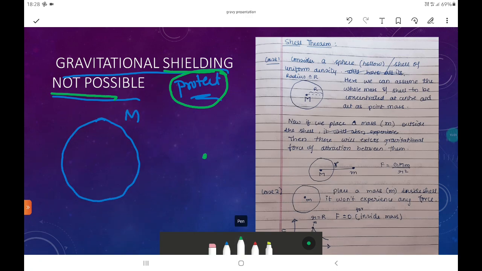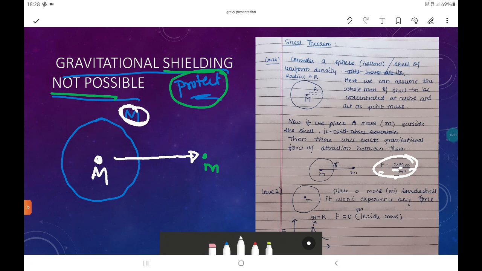Now if you take another small mass m over here, you will observe that the gravitational force of attraction on this mass m is there, and it is as if the whole capital mass of this shell is concentrated in the center as a point mass. It will be like that only. That's what case 1 says. It will be F equals G M m upon R square, just like how we normally find force between 2 point masses.